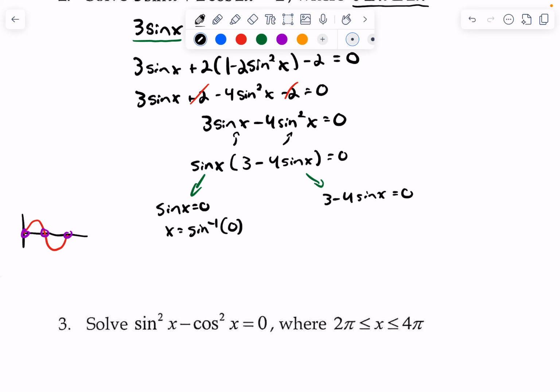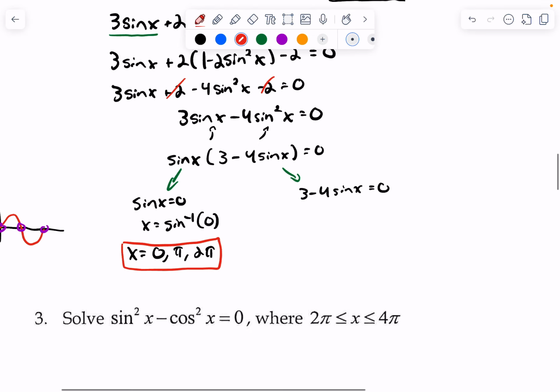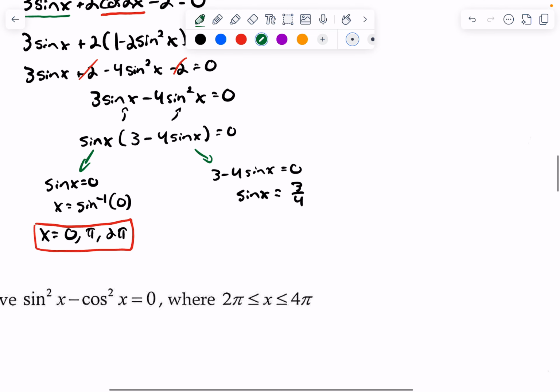Well, that means x could be 0, pi, or 2 pi. Where is sine 0? So this one actually gives you 3 solutions. And this side right over here, well, let's rearrange for sine x again. So that would be, bring the 3 over, minus 4, that would be 3 over 4. So in this case, we're looking for values of x that would give us 3 over 4.